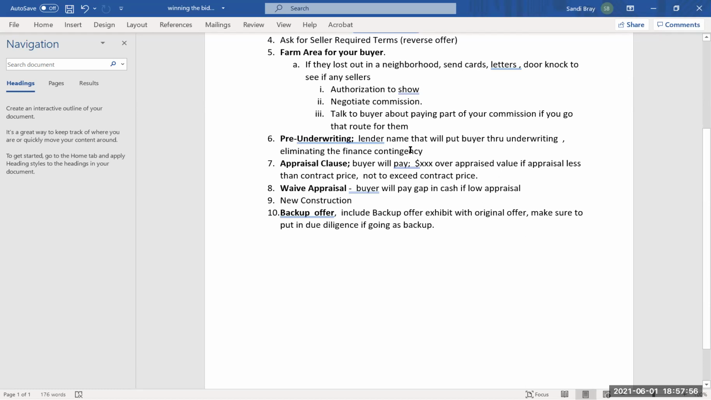Pre-underwriting. Get your lender that will put the buyer through underwriting, eliminating the financing contingency.